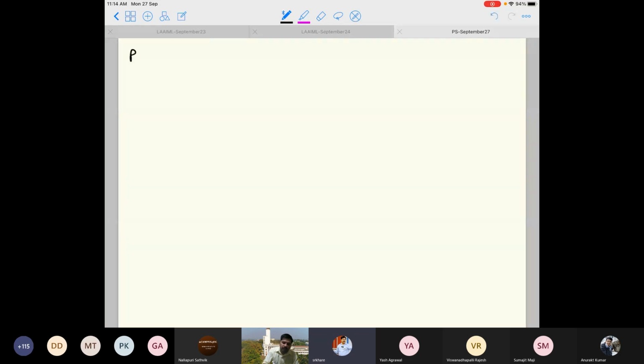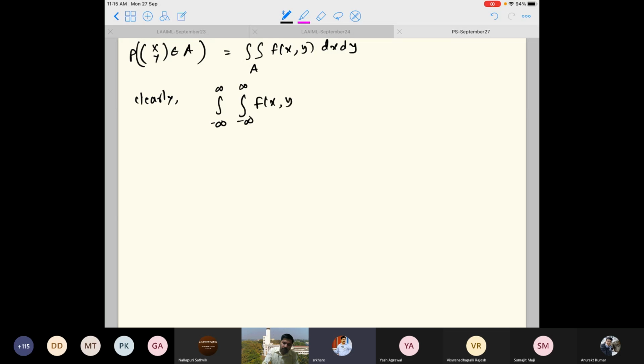So similarly, the probability of this random vector X, Y belonging to some region A, what is this probability? This probability is basically equal to the integral over A of f of x, y dx dy, right? So that is how you will calculate. And clearly you can check the integral from minus infinity to infinity, minus infinity to infinity, of f of x, y dx dy will actually be equal to 1. Okay, and del square by del x del y, so the second order derivative of this capital F of x, y, will be equal to f of x, y.